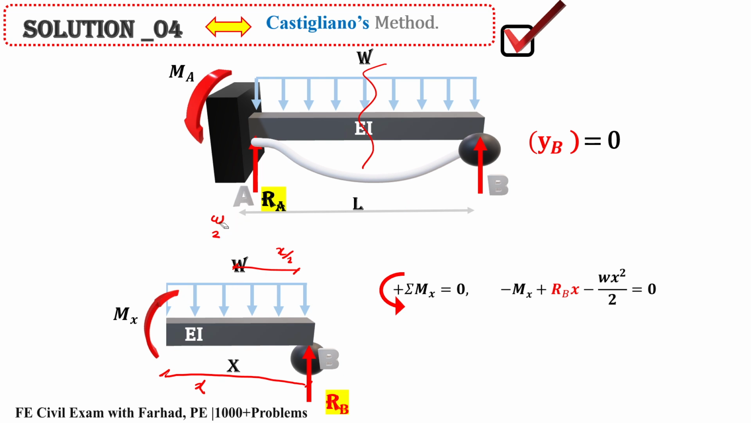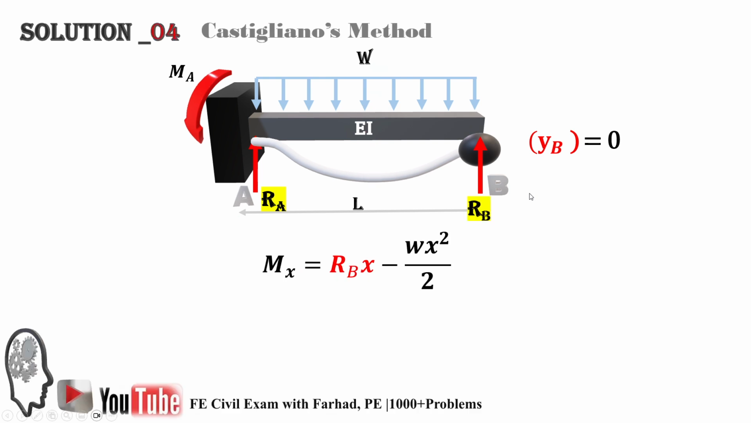Wx applied at X over 2 just gives us this term. Then you can easily jot down the moment equation: Mx is equal to RB times X minus Wx squared over 2. And we want to calculate the reactions at A and B for such a beam.